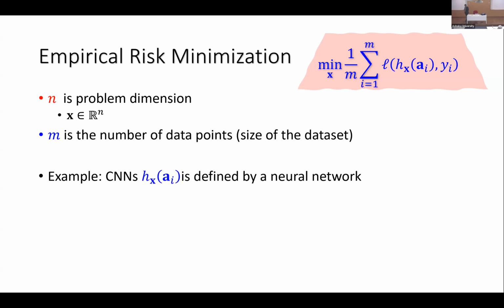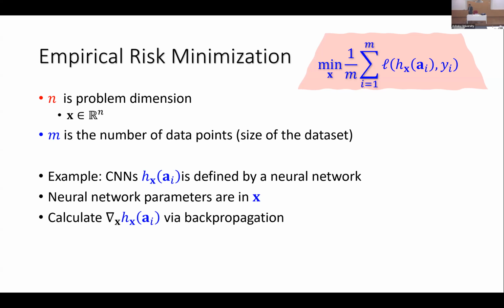And h_x of a_i is the one that calculates the predicted label. That can be any model. An example is a convolutional neural network or any kind of neural network. That can be your model. So neural network parameters are listed in x. If there are multiple matrices, you just list them in x. So x will be our optimization variable, because the parameters are what you want to determine.